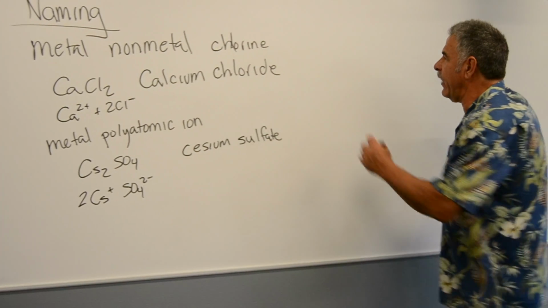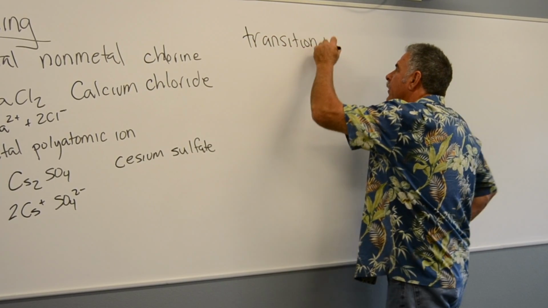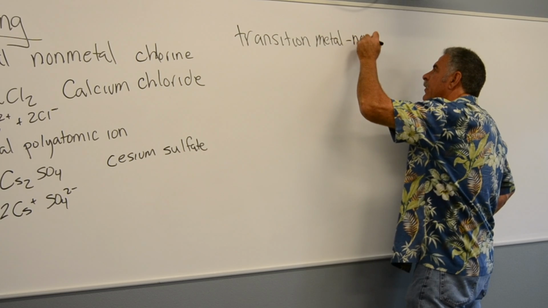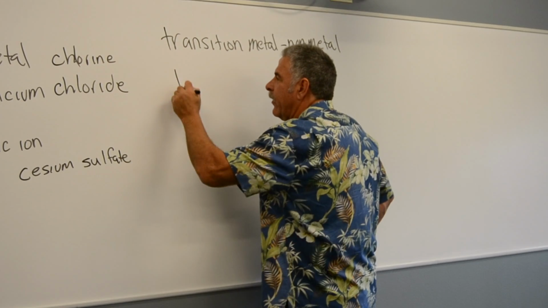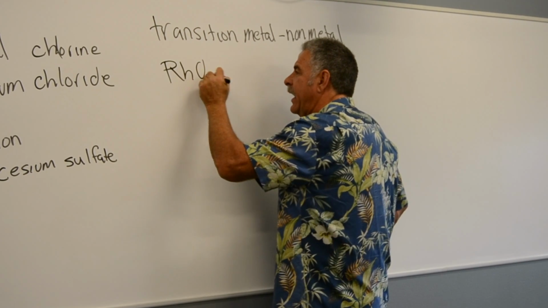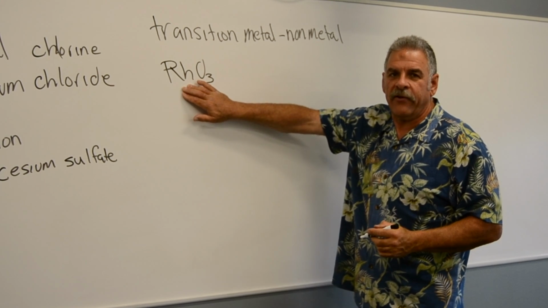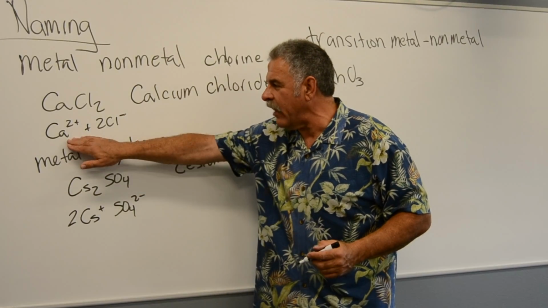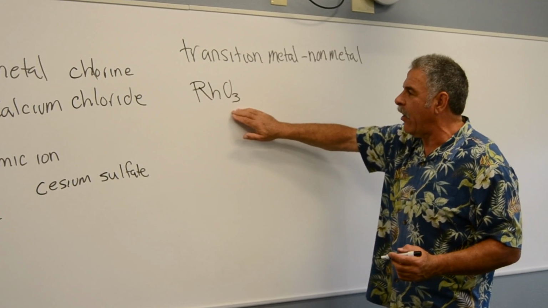Right? The next set is a transition metal and a non-metal. Okay, so in this case, all right, RhO3. Now, with transition metals, we don't know the charge. Unlike columns 1 and 2, where we know the charge, cesium's +1, calcium's 2+, we have no idea what the charge on this rhodium is until we look at the anion, oxygen.